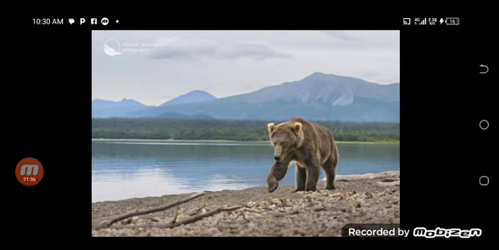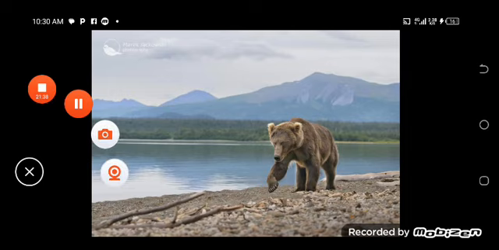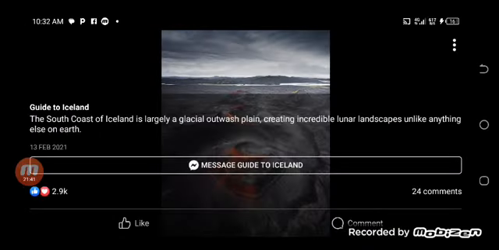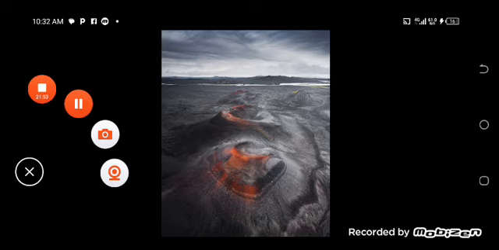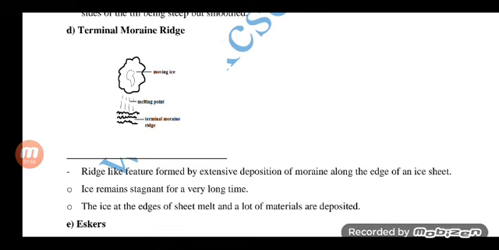Look, here we can see the rocks, then the finer sediments towards where the polar bear is. So there you can see the glacial outwash plain.